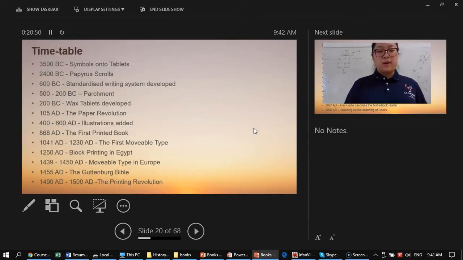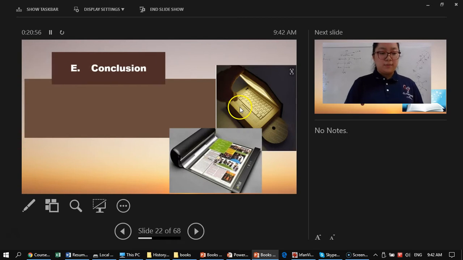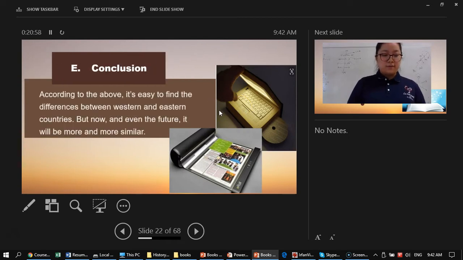Here is a timetable about books' history. If you are interested in it, you can see the PPT after class. According to the above, it's easy to find the difference between Western and Eastern countries, but now, and even in the future, in my point of view, they will become more and more similar.